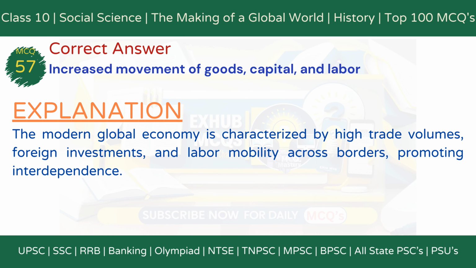The correct answer is option C, increased movement of goods, capital, and labor. Explanation: the modern global economy is characterized by high trade volumes, foreign investments, and labor mobility across borders, promoting interdependence.